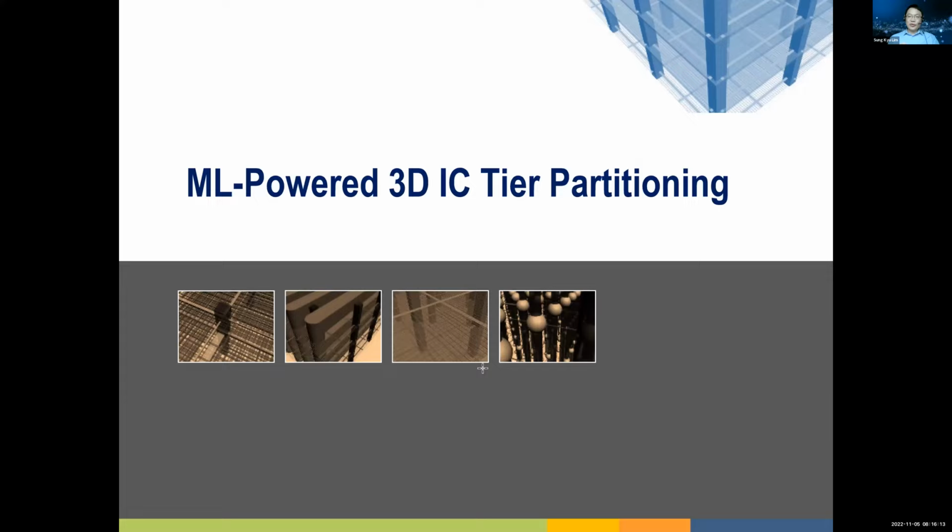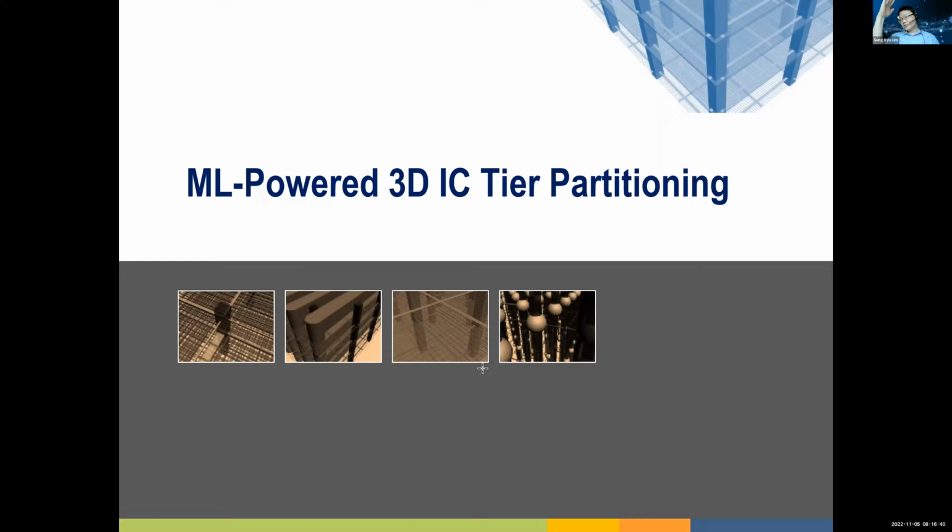Compared to that, if you want to do more sophisticated tier partitioning of logic, you have to decide for each logic component whether you're better off in the top tier versus the bottom tier. Why? Because in a 3D IC, on the top you have the heatsink, and on the bottom you have C4 bumps that deliver current into the chip.